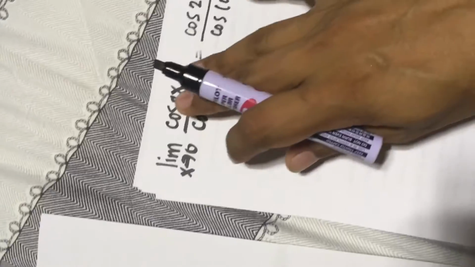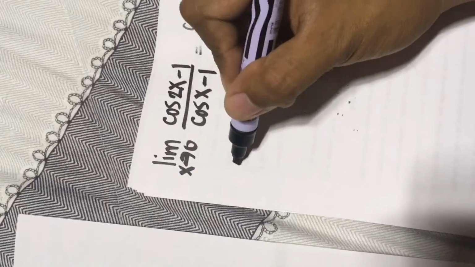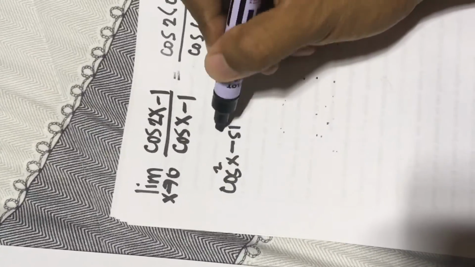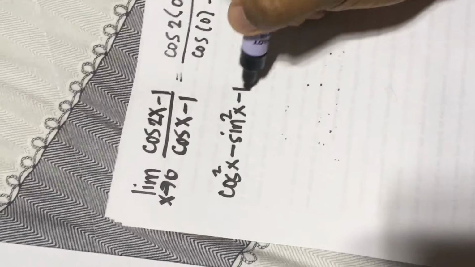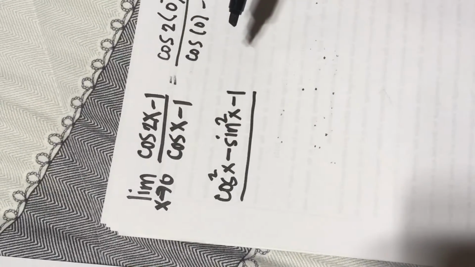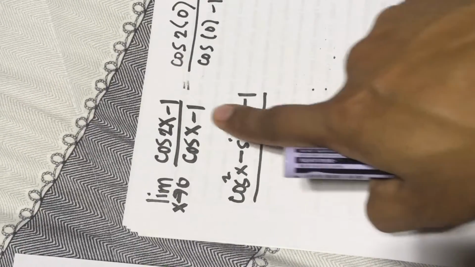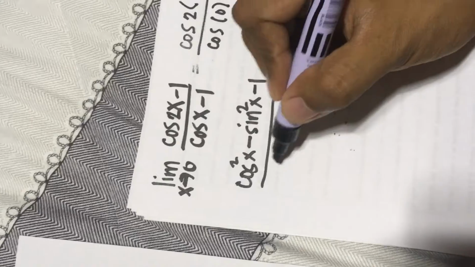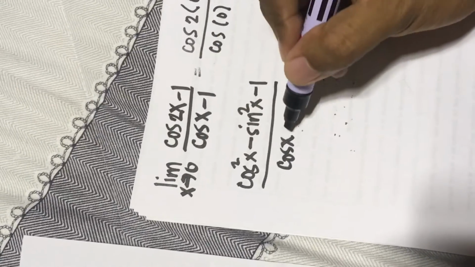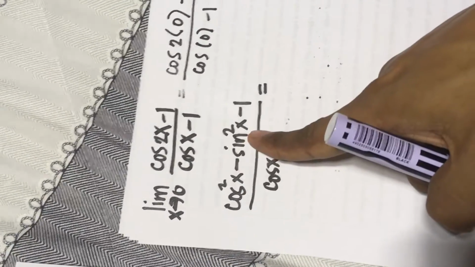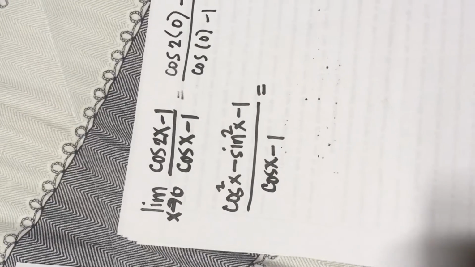Okay, so we can now have this identity para mai-substitute natin dito. So we have cosine squared x minus sine squared x minus 1 all over. Okay, so pinalitan lang natin itong cosine 2x ng cosine squared x minus sine squared x, and then remain ang negative 1 over cosine x minus 1. Okay, so we have now cosine squared x minus sine squared x minus 1 over cosine x minus 1.